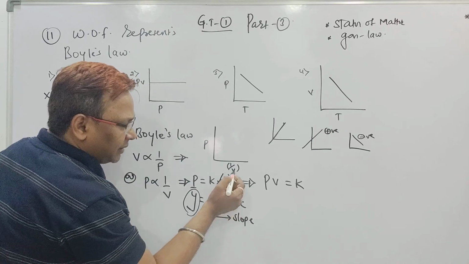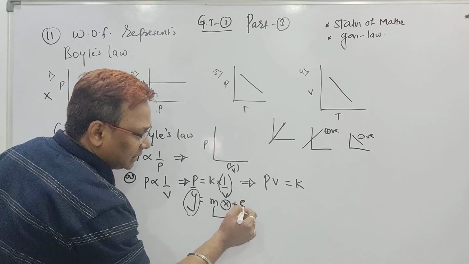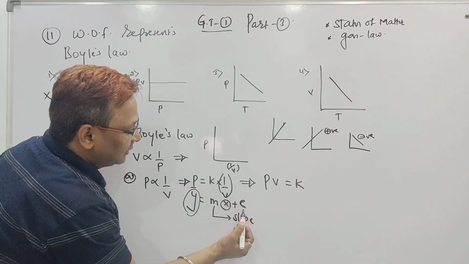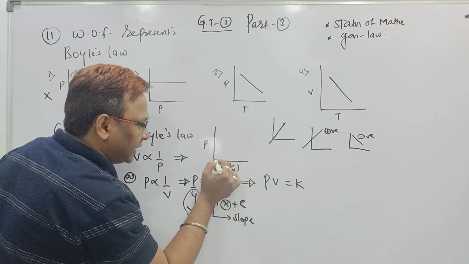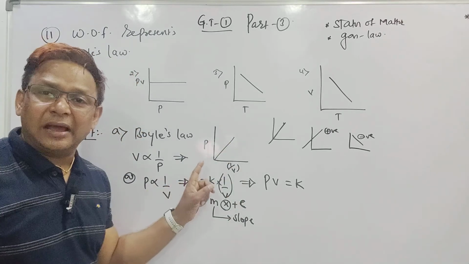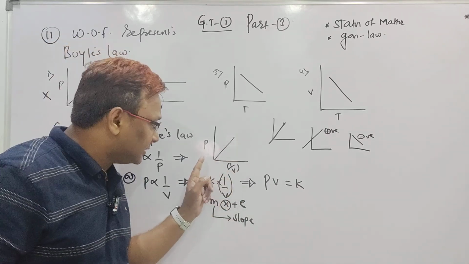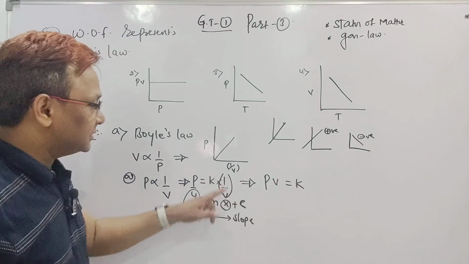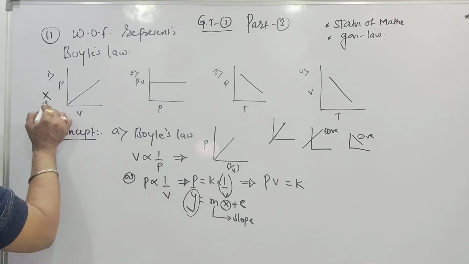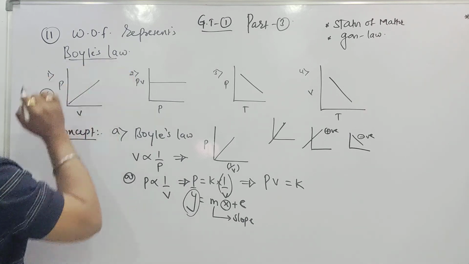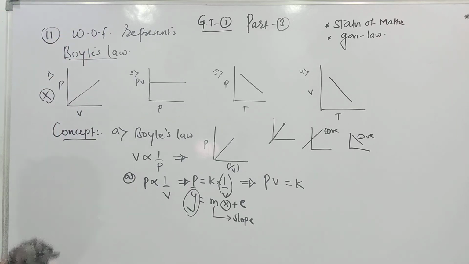One more point: on the x-axis 1 by V is there. m is the slope, which is K, a positive slope. And what does C indicate? C is the intercept. Here the intercept is nothing. So obviously a positive slope and zero intercept is a line passing through the origin. If we have the graph of P against 1 by V with a line passing through the origin, this is the correct graph for Boyle's law. But instead of 1 by V, they gave V with a line passing through the origin. So this is not the graph of Boyle's law. Okay, the first part is not the graph of Boyle's law. We understood this.